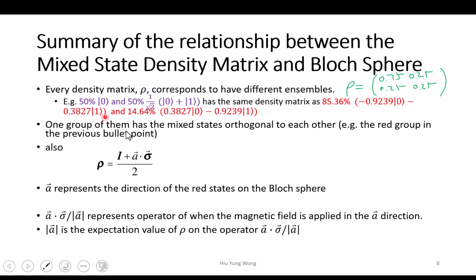You find these 2 are orthogonal to each other. Just do an inner product, and you see that already. This number equals this, and this is negative. You just do the dot product, and you find that it is 0. So in any density matrix, we are able to express it in this way, right?